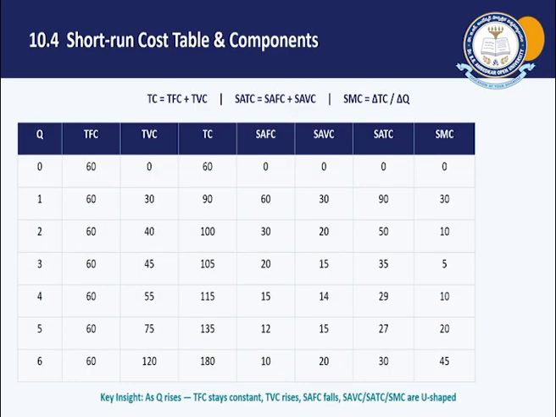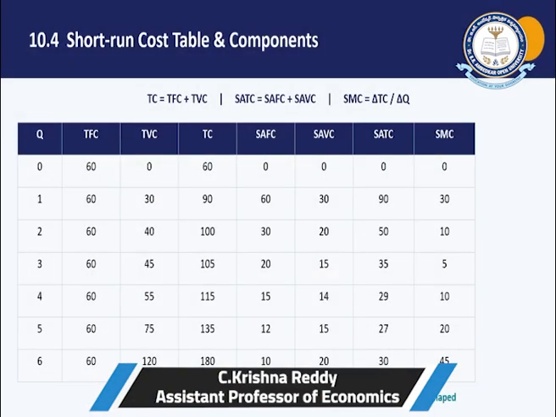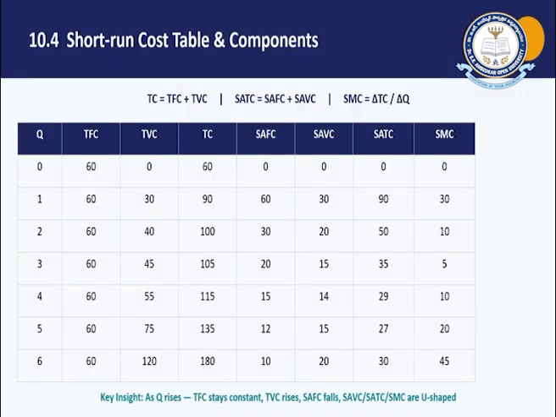That is 60 for zero output, 60 plus 30 is 90, 60 plus 40 is 100. We are focusing on TC, that is the total cost. Your quantity, total fixed cost, and total variable cost are given to you; the rest you have to calculate. So in that way, 60 plus 45 is 105, 60 plus 55 is 115, 60 plus 75 is 135, 60 plus 120 is 180.